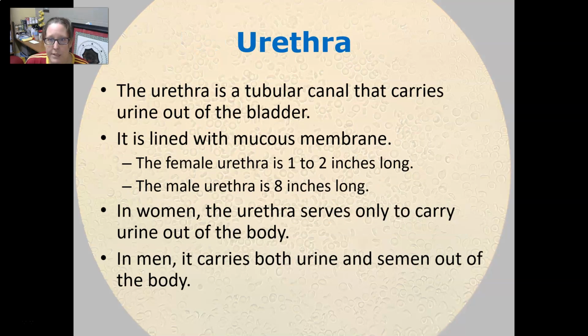The urethra is a tubular canal that carries the urine out of the bladder. It is lined with a mucous membrane. The female urethra is only 1 to 2 inches long, whereas a male urethra is 8 inches long because it has to make the length of the penis. And with the female urethra being shorter, females are also more prone to getting urinary tract infections because it's easier for bacteria to just make it up a 1 to 2 inch long urethra and get into the bladder. In women, the urethra serves only to carry urine out of the body, but in men, it carries both urine and semen out of the body.